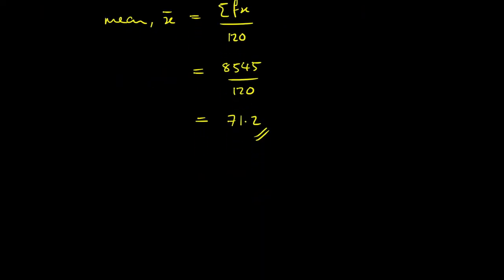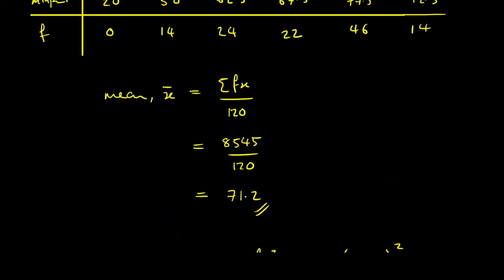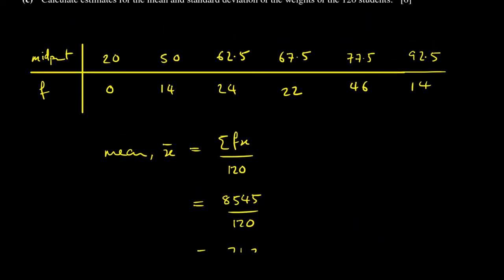Okay, then what about the variance? So sigma squared, the estimate for the variance. Well, basically what we need to do is find sigma fx squared upon n, upon 120, minus the mean, which was our 71.2, all squared. So what we do is we basically find the mean of our x squared values, and then we subtract off the mean squared. That's the definition of the variance there. Should be in your formula book.